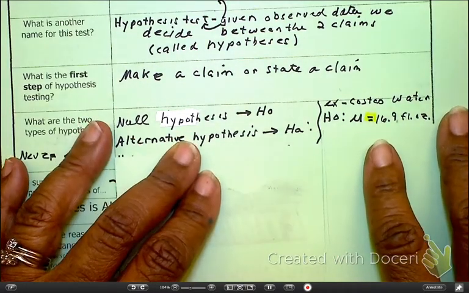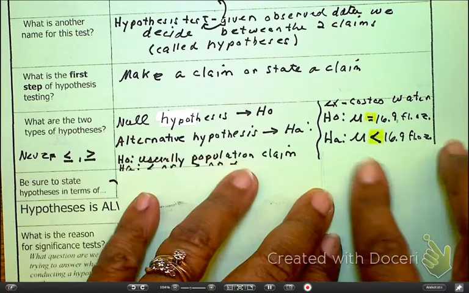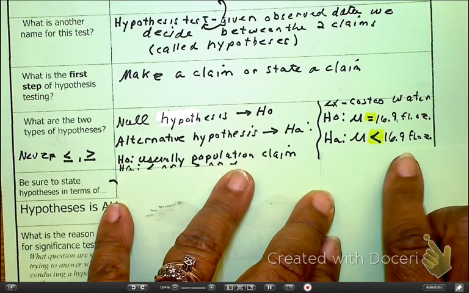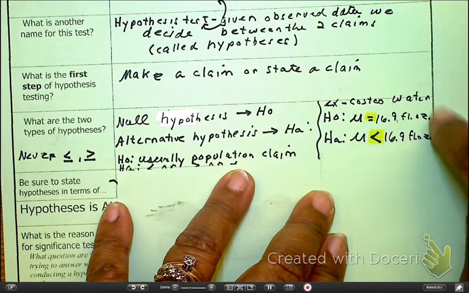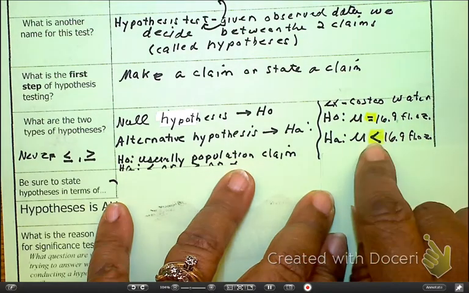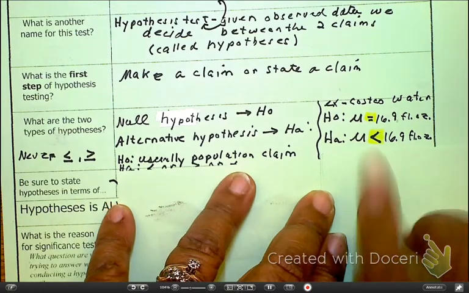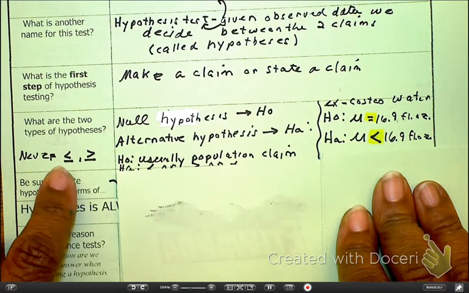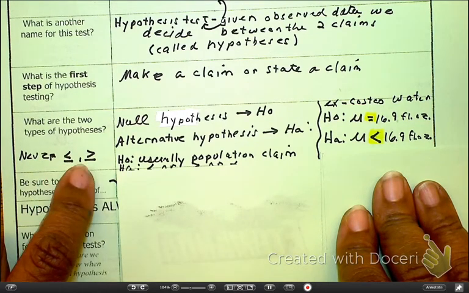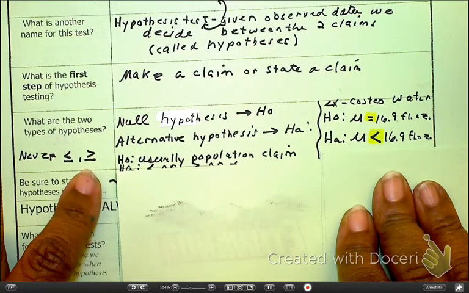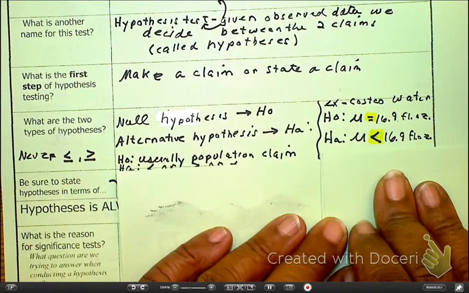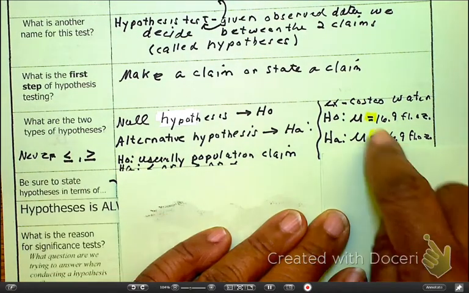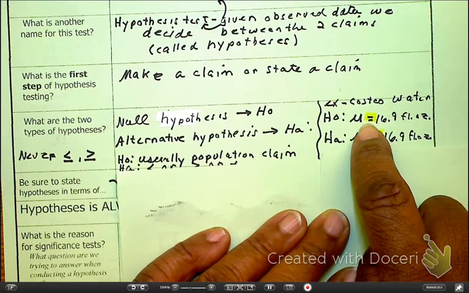That bottle feels kind of light. So I'm saying here the HA is less than 16.9 fluid ounces. Please notice the two right here; the only difference is the equal sign and the less than sign. I was about to say something incorrectly, so let me clarify this now. You never say less than or greater than or equal to. You never, ever say that, because if that's the case, is it going to be less than or equal to? So the null hypothesis is always about equality.